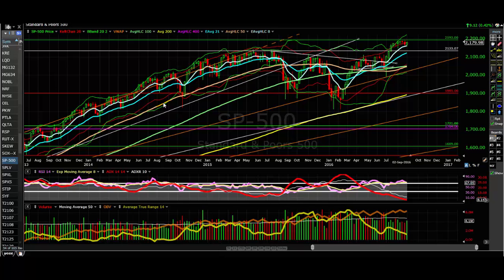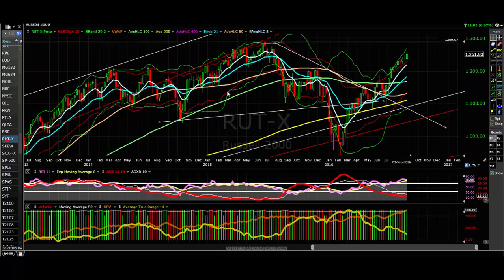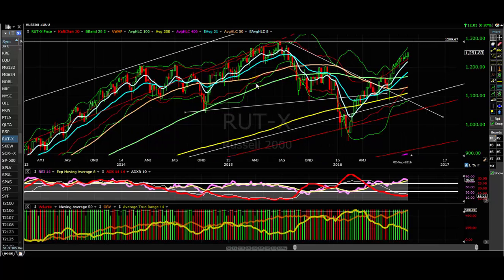So in this video, we'll be taking a look at all the indices, the broader market analysis. This is the S&P 500. It has made an all-time high. This right here is the Russell Index. It has not made an all-time high. It's playing catch-up, almost there, not quite.